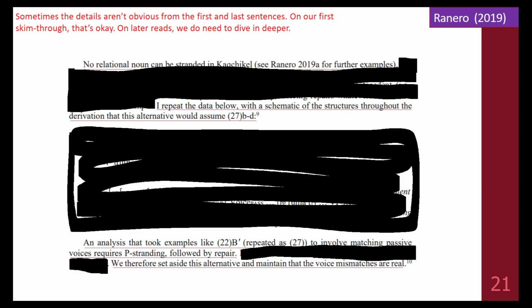There it says an analysis that took examples like 22b, repeated as 27, to involve matching passive voices requires P stranding followed by repair. The next sentence says something. We therefore set aside this alternative and maintain that voice mismatches are real. So even without looking at the details, we know they're talking about relational noun stranding. We know they're introducing an alternative, and their final sentence is that they're not going to maintain that alternative, they're going to cast it aside.